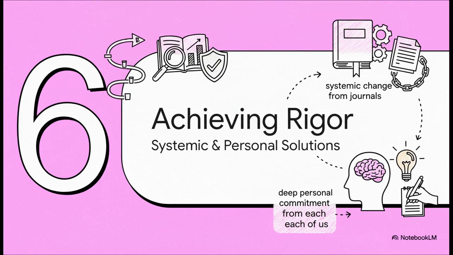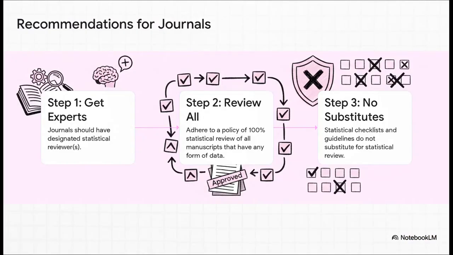Okay, we've gone from the problem to the principles to the nitty-gritty. So how do we actually make this happen? The answer has to be a 2-part attack. It requires systemic changes from journals, and it requires a real personal commitment from every single one of us as researchers. The evidence is clear on what journals need to do.